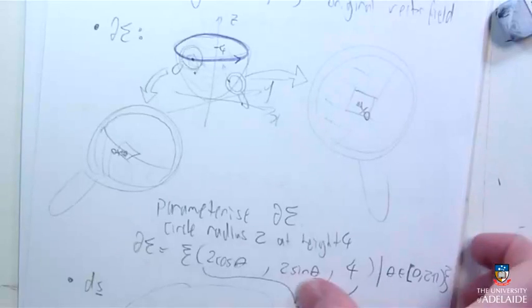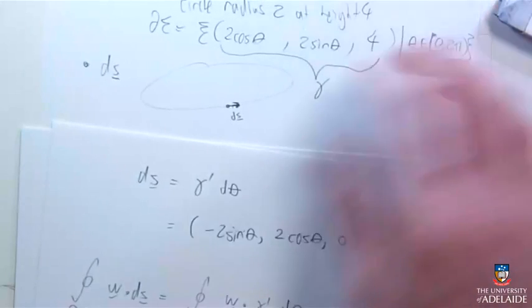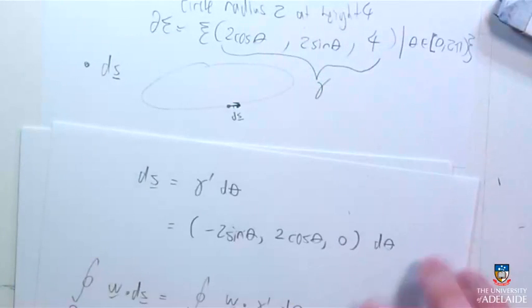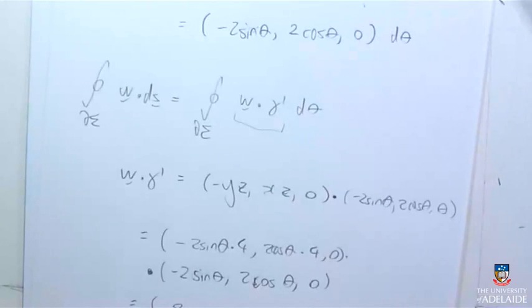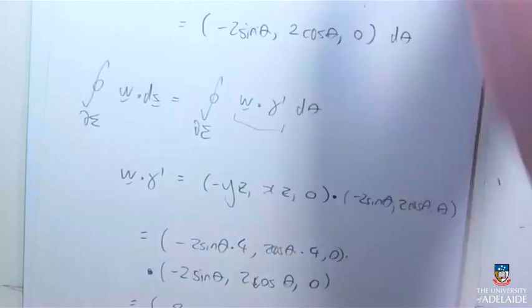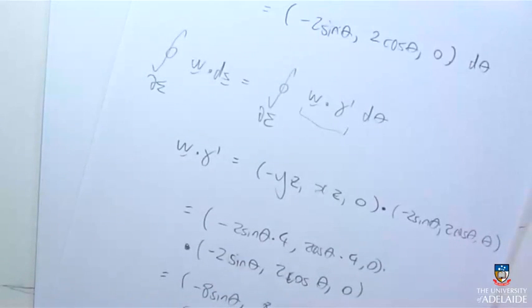Okay, beautiful. And then we had to differentiate our parameterization in order to figure out what ds is, and then we can do the dot product, and then we can integrate it. Because by the time the dot product has been done, it's become a number, and we can integrate a number. Okay, beautiful. Where are we up to?